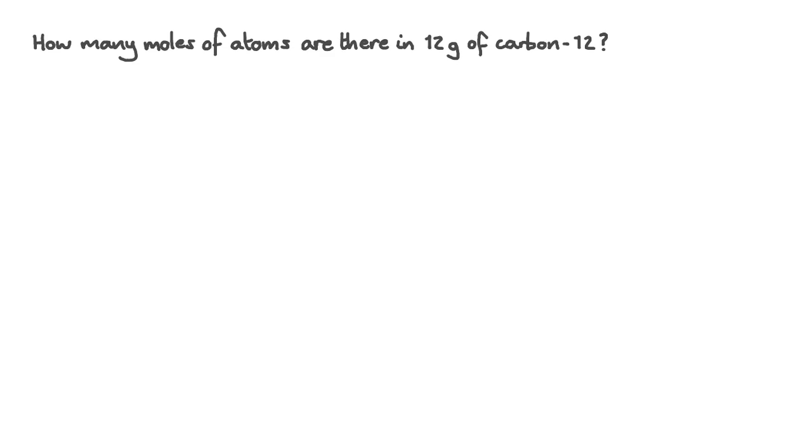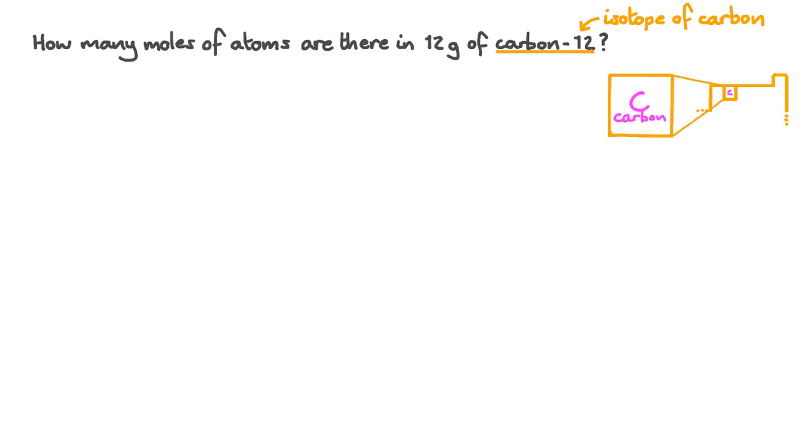How many moles of atoms are there in 12 grams of carbon-12? Carbon-12 is the name for a specific isotope of the element carbon. We can find the entry for carbon on the periodic table of elements, which tells us the symbol for carbon is C and that the atomic number for carbon is 6.